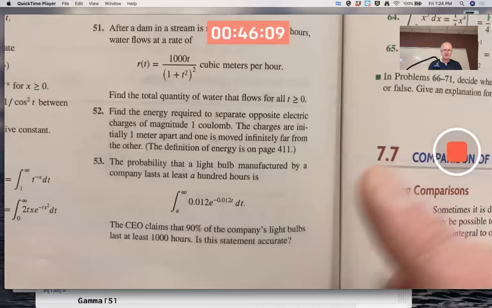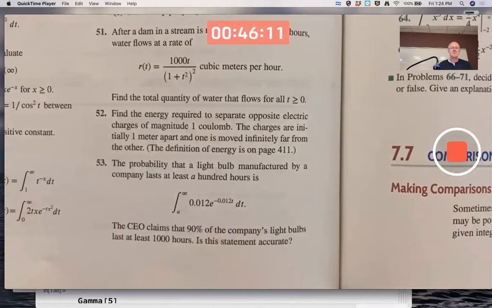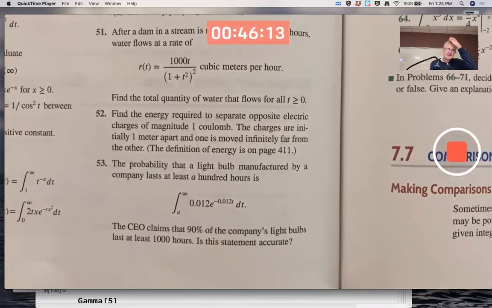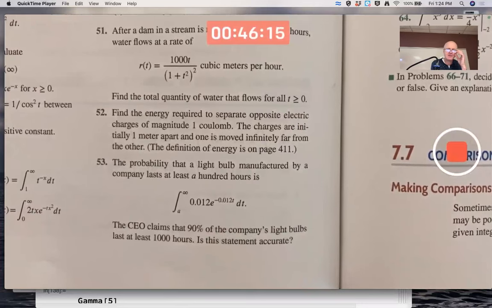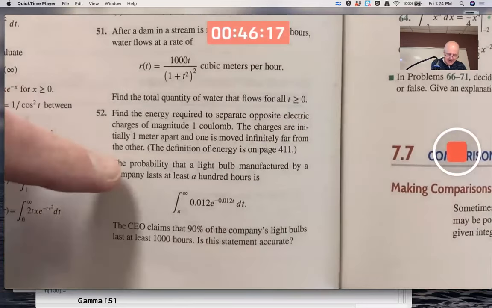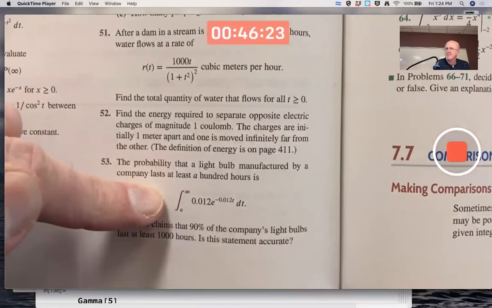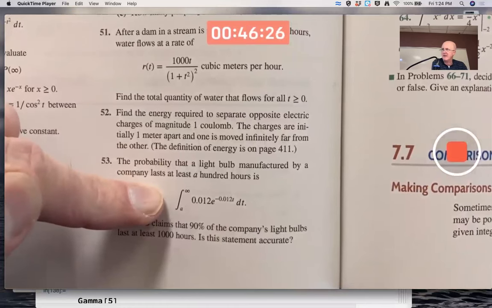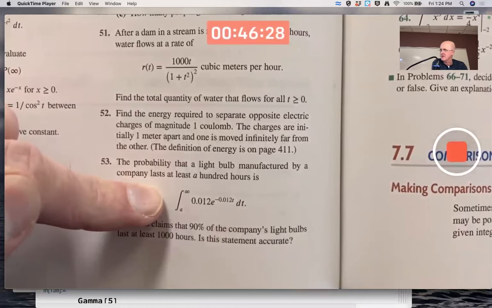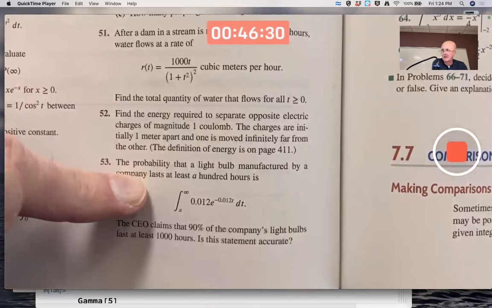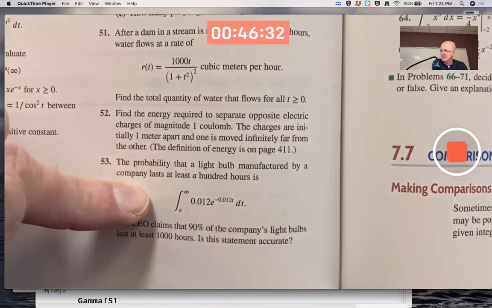It's this problem, number 53. It's an application. It says that the probability that a light bulb manufactured by a company lasts at least 100 hours is given by this integral. That's a pretty strange thing to say or to do, but it is actually a very common thing to do, to represent probabilities, likelihoods by integrals.